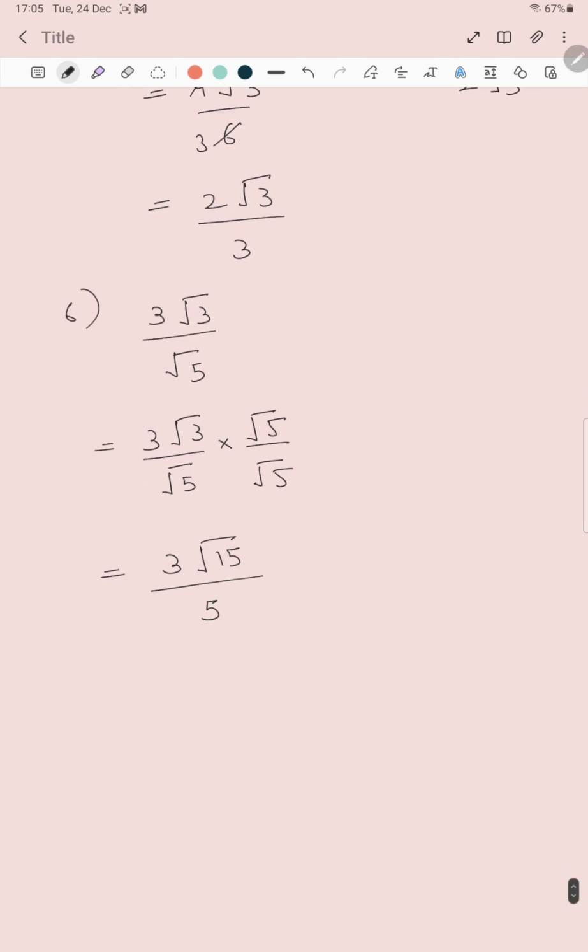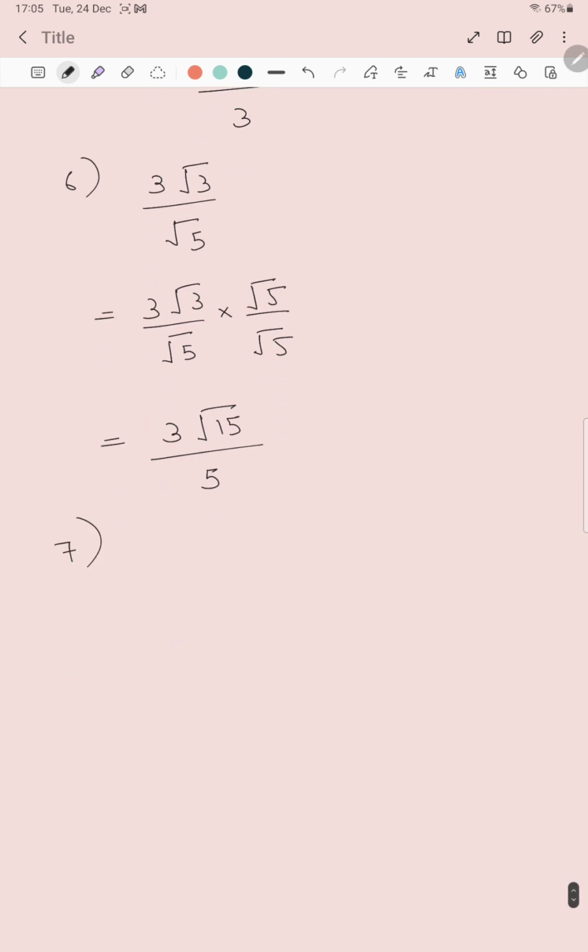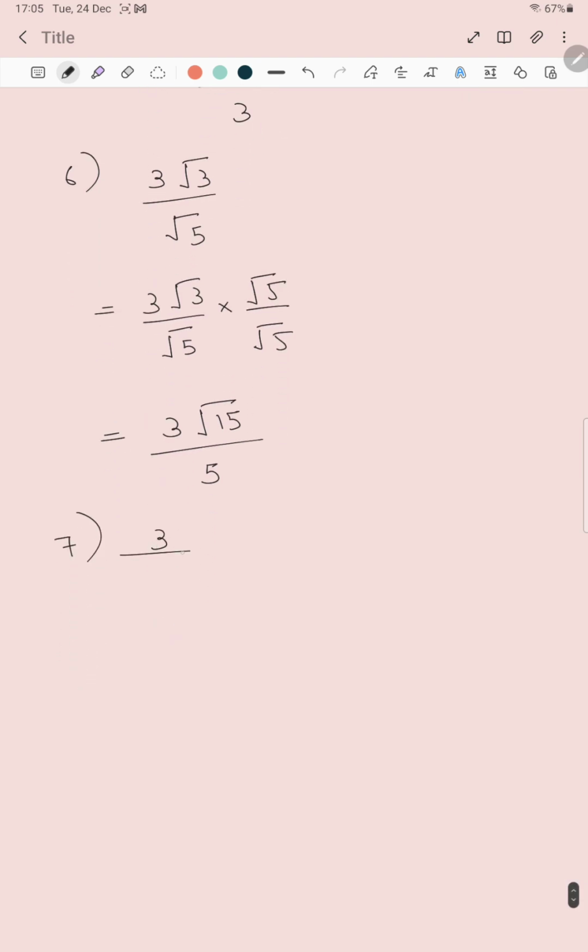So this is your answer. We cannot cancel any number. In the seventh question, if we have 3 divided by square root 2 minus 1 and we have to rationalize the denominator, remember this: we multiply and divide the numerator and denominator by square root 2 plus 1. If you have minus 1 over here, you have to write plus over here, and in the denominator, square root 2 plus 1.